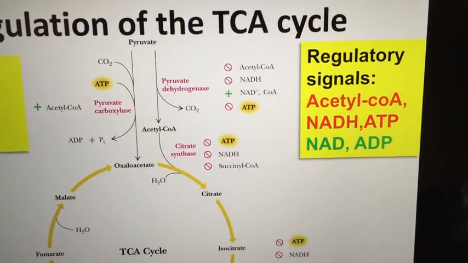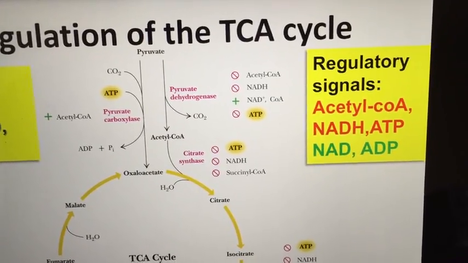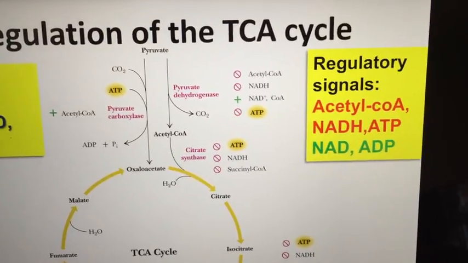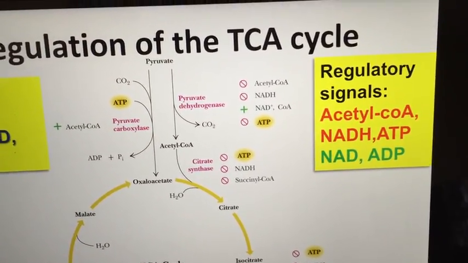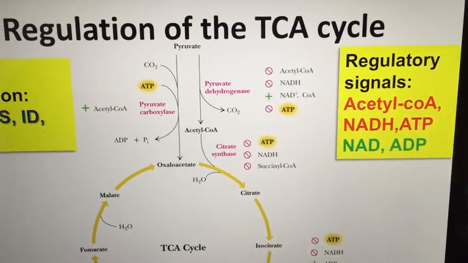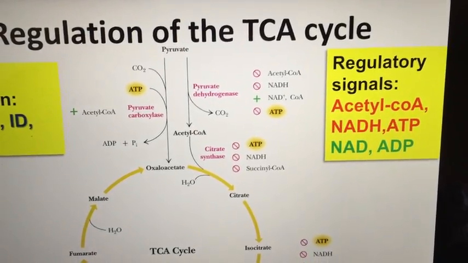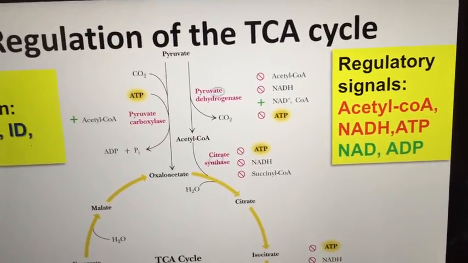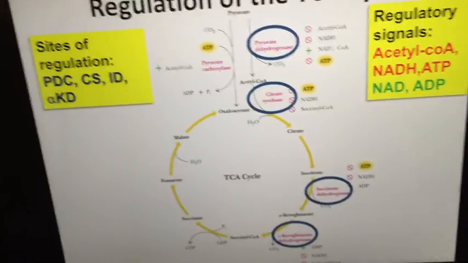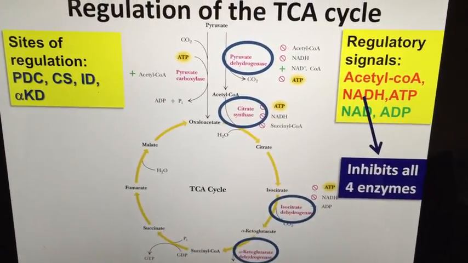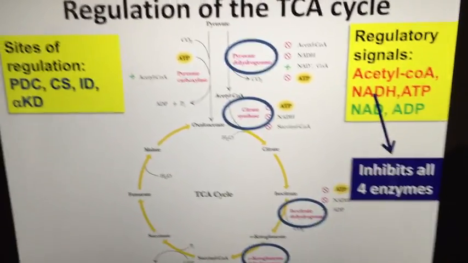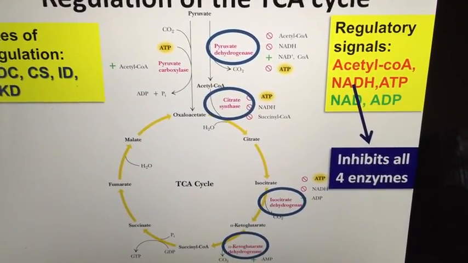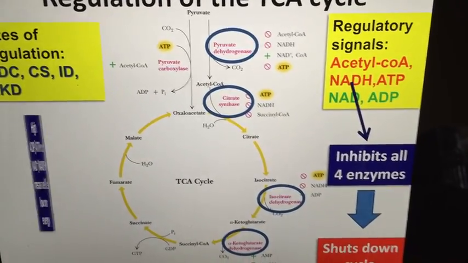So the regulatory signals in red are the inhibitors and in green are the promoters. So acetyl-CoA, NADH, and ATP inhibit the citric acid cycle. If we've got too much of any of those, we do not need to produce more energy, whereas NAD and ADP stimulate the citric acid cycle, because if we've got too much of those, it means we require more energy. So there are our enzymes that are the sites of regulation. NADH, we see, inhibits all four enzymes. So if there's a lot of NADH, all four enzymes are going to be inhibited to slow down the process and shut it down.